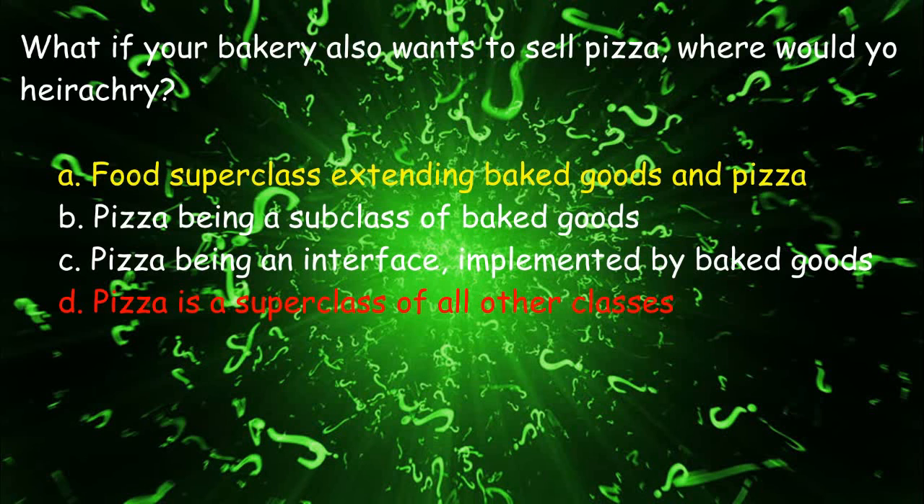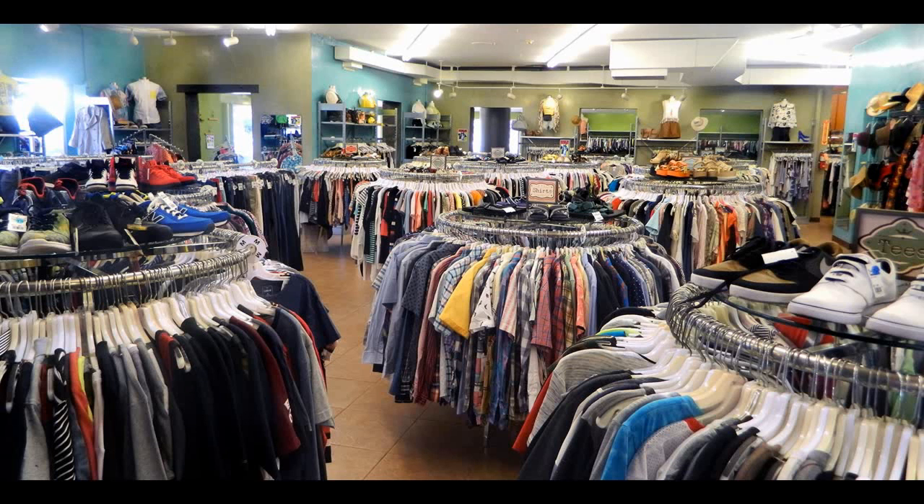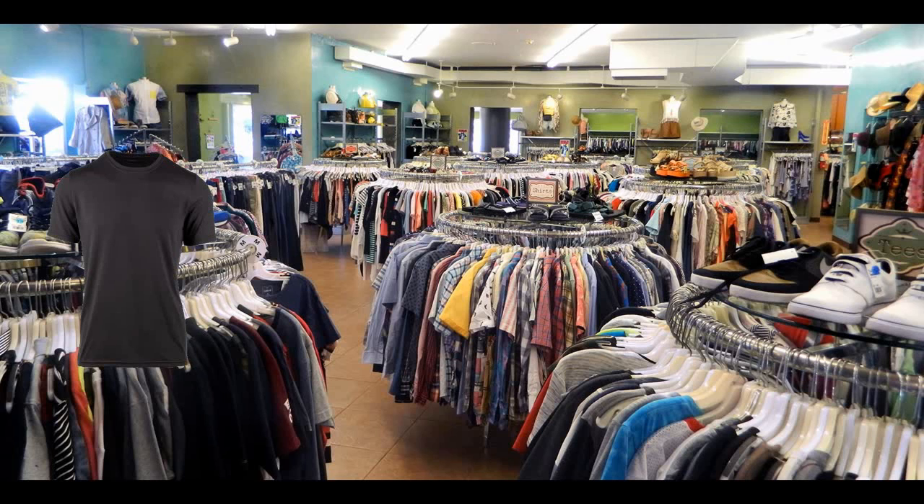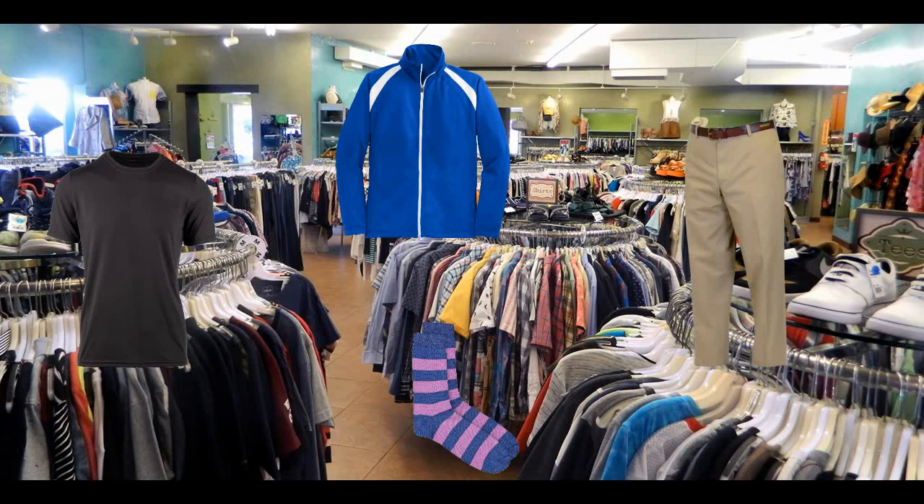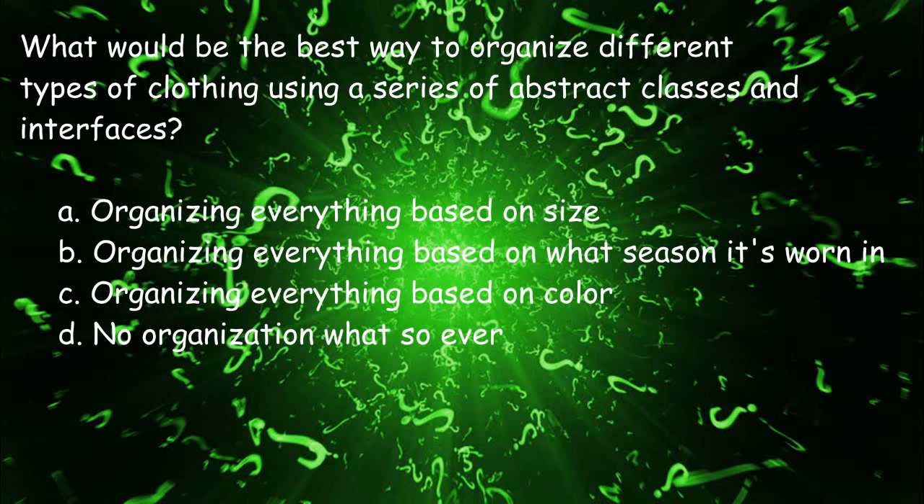Let's try a different example. After... have shirts, pants, socks, and jackets, and all sorts of stuff, but you need to organize it somehow. What would be the best way to organize different types of clothing using a series of abstract classes and interfaces?